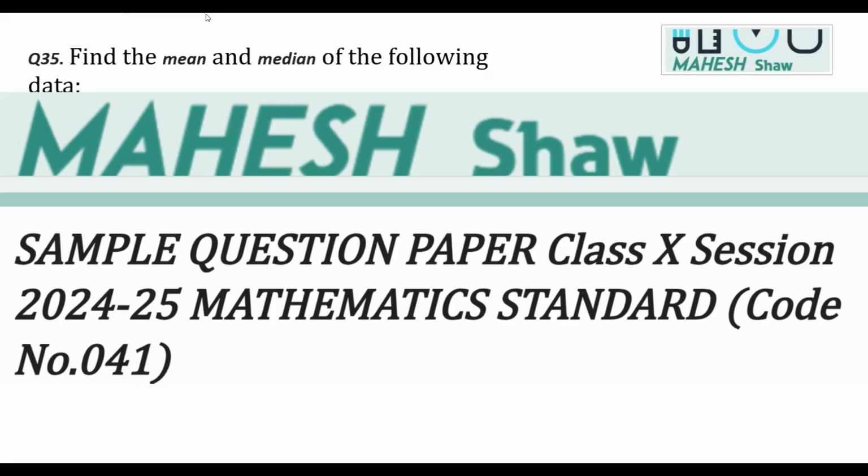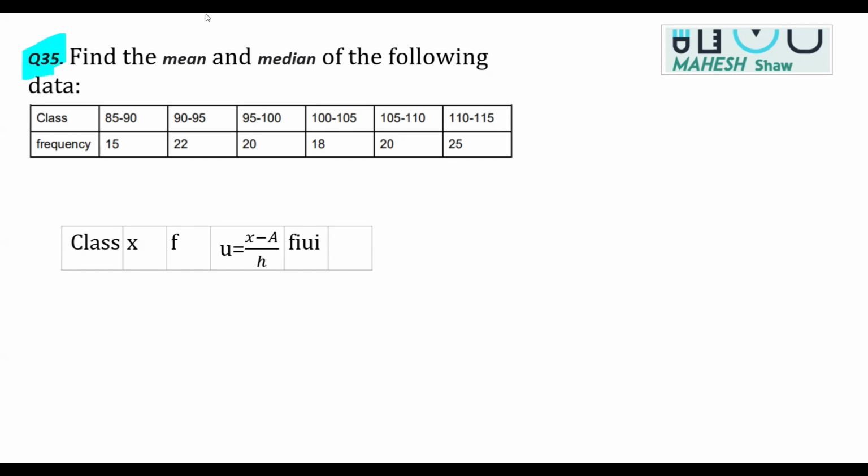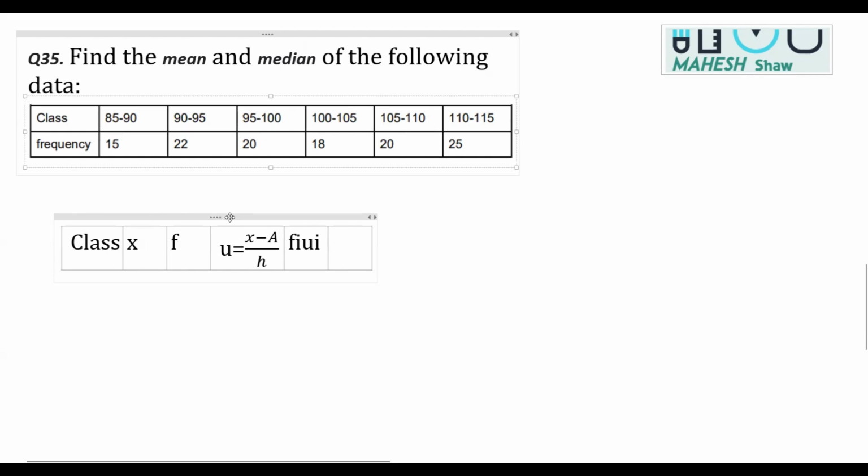In this question from the sample paper, that's question number 35, and this is from statistics. Here we have to find the mean and median, and this is the data given to you. Now, first thing, as you can see, I have made a table here. This is the table I have made.